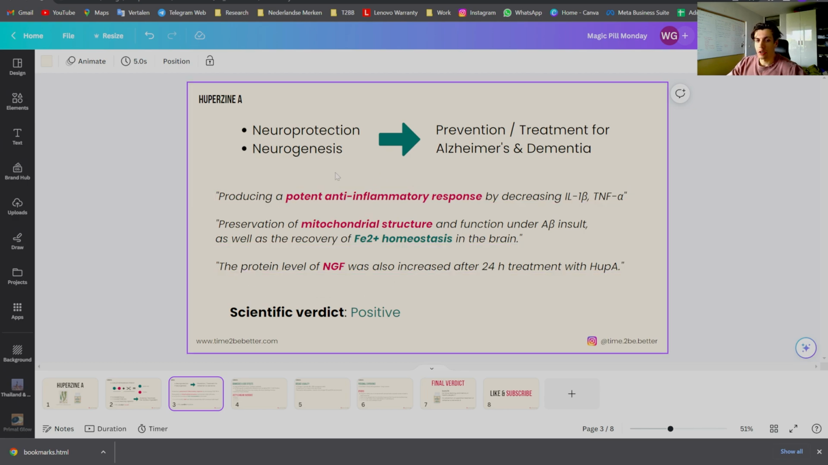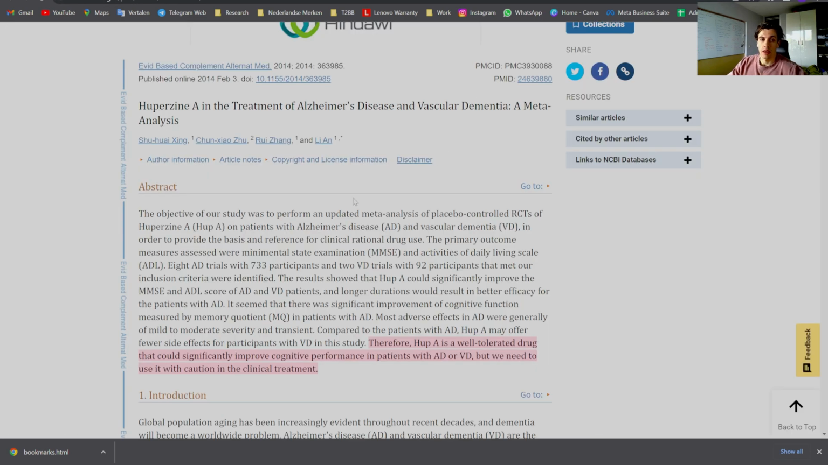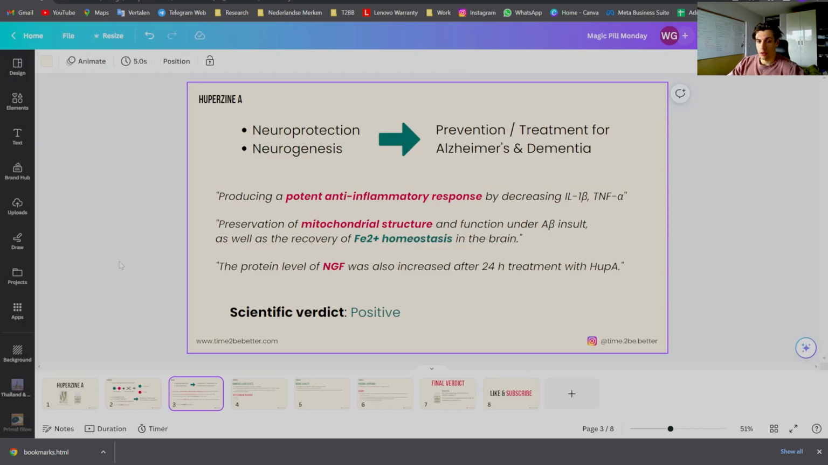Now, all these components are very interesting, and as a result of these findings, Huperzine A has been researched a lot as a prevention or a treatment for Alzheimer's and dementia. And here it has been found to be quite effective. As you can see in this study from 2014, Huperzine A is a well-tolerated drug that could significantly improve cognitive performance in patients with Alzheimer's disease or vascular dementia. So the scientific verdict on Huperzine A as a prevention or treatment for Alzheimer's and dementia is very positive.